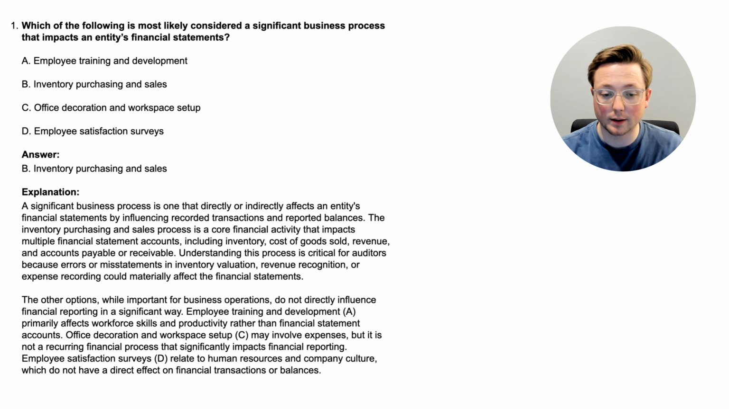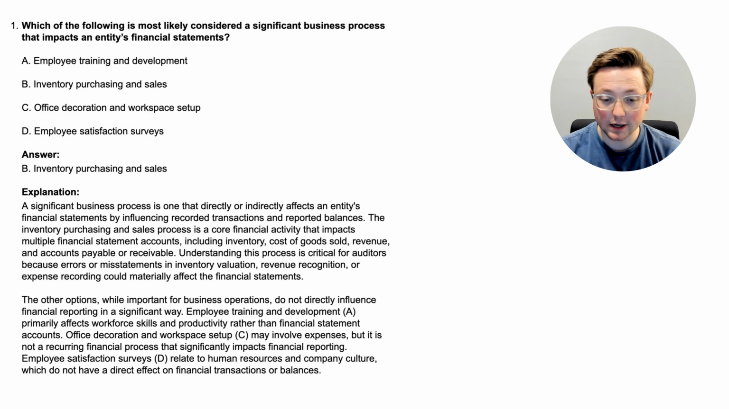Now let's go through the other options. While they are important for business operations, they do not directly influence financial reporting in a significant way or in quite as significant a way as the inventory purchasing and sales. Employee training and development, that was option A, primarily affects workforce skills and productivity rather than financial statement accounts. Office decoration and workspace setup, that was option C, may involve expenses, but it is not a recurring financial process that significantly impacts financial reporting.